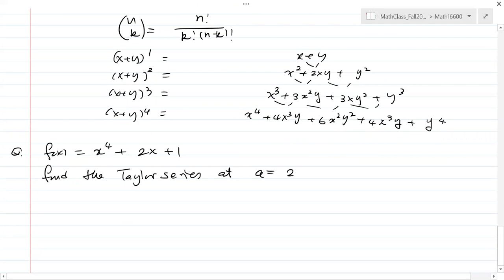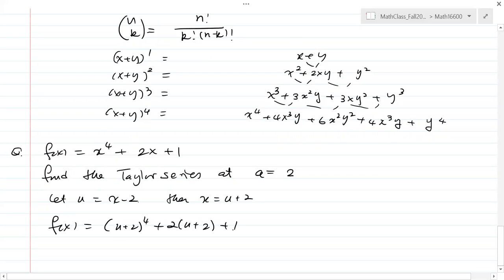At a equals 2. So that means you have to expand it. You have to express it in the form like x minus 2 squared, 2 cubed. So what they do is you let u be x minus 2. Then x is going to be u plus 2, right? So what you have to do is you will get u plus 2 to the fourth power plus 2, right? Then you have to expand it.